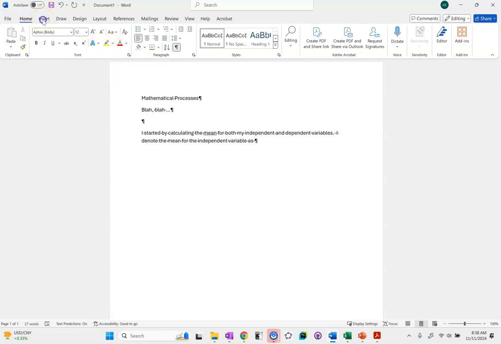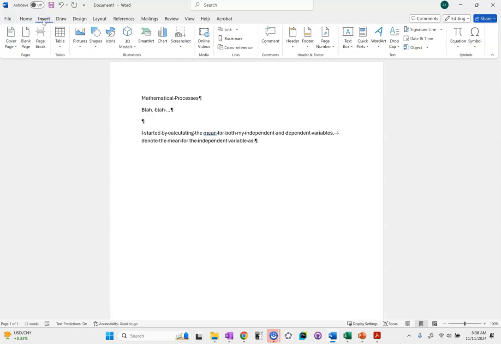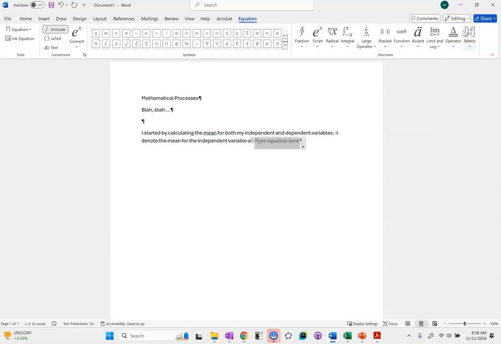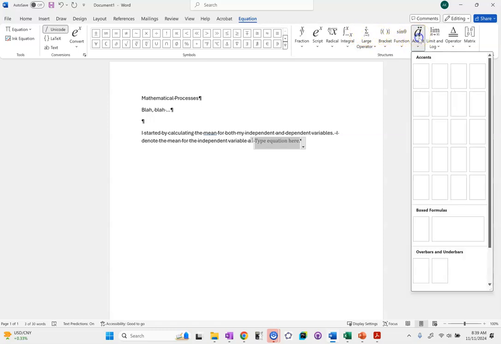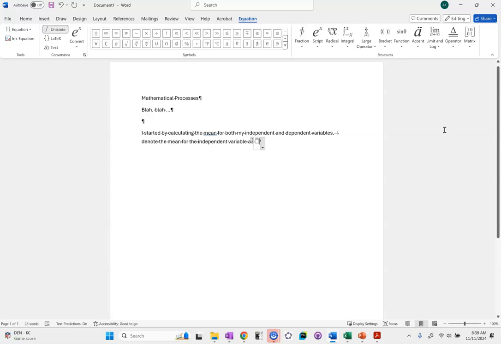press the insert button, or the insert heading. I'm going to go all the way over to the right where it says equation. I'm going to click on that. That's going to open up the equation editor. So these are all my options in the equation editor. To get the bar above, I want to pick the accent option. And then I'm going to look for the one where the bar is above. That's the option right there. And click it.